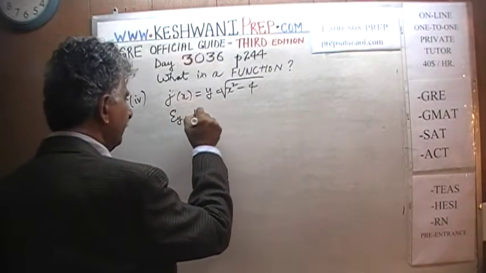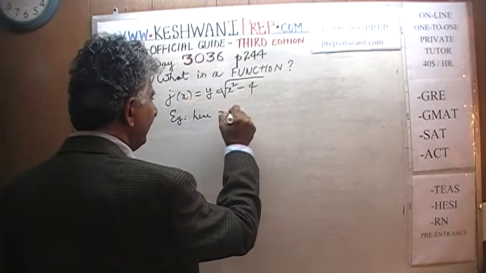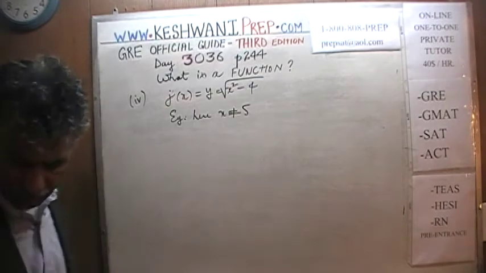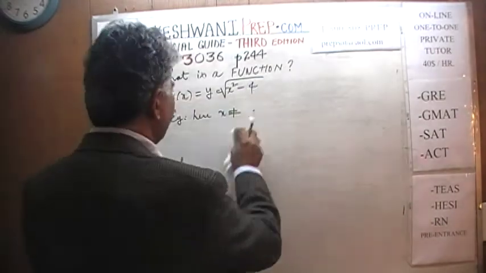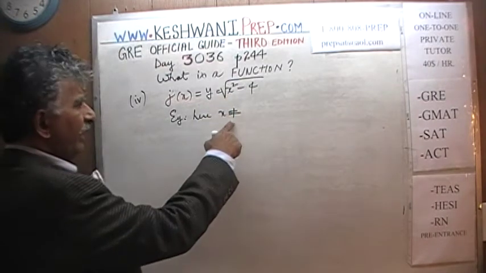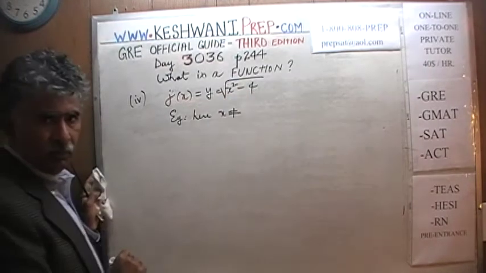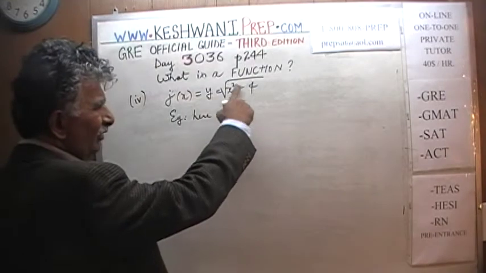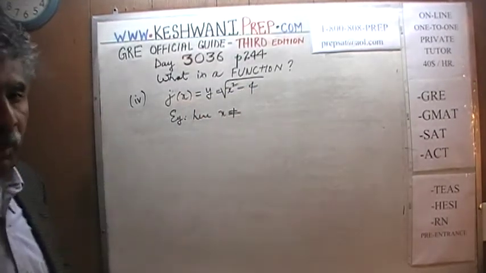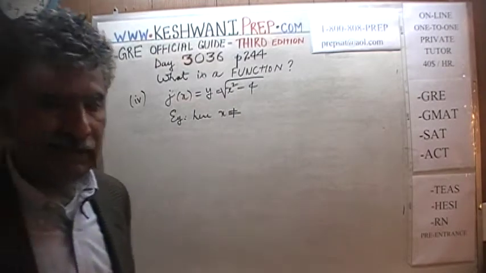For example, here, x cannot equal 5, for example. I didn't mean to say 5, 3, let's just say. Well, actually 3 is fine. x squared cannot be less than 4. If x squared happens to be less than 4, we will end up with a negative quantity under the square root sign. And we cannot take the square root of a negative number. It's not a real number.